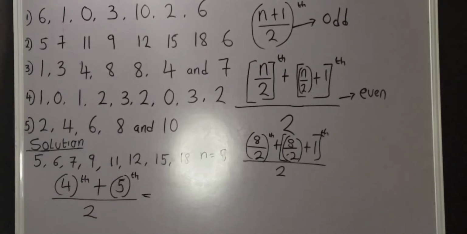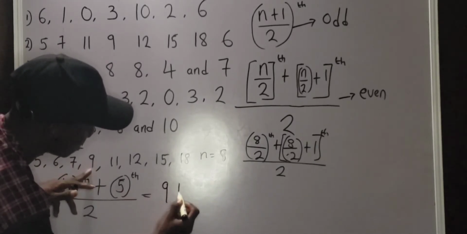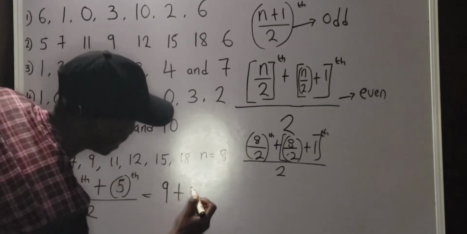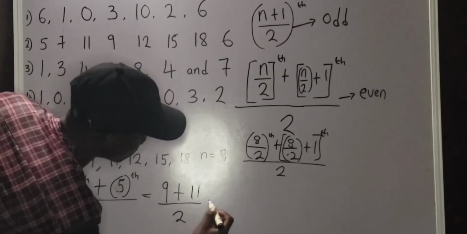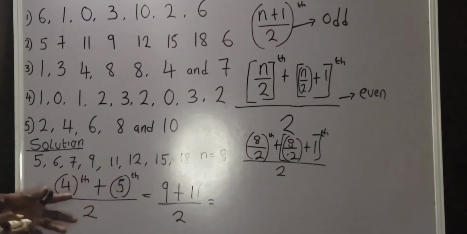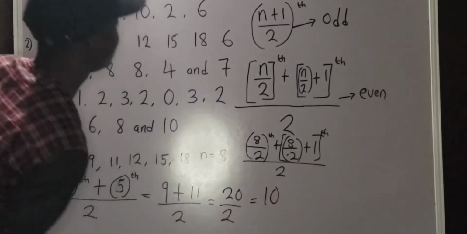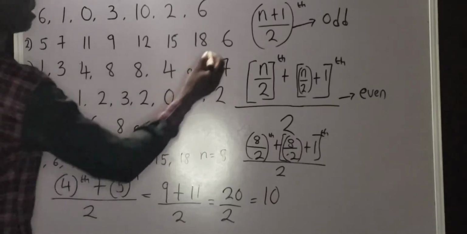You understand? Okay, so I have gotten to this place. The next step is that I'm going to go to the data set that I've already arranged in ascending order, which is this data set. I'm going to look for the fourth term. This is the first term, second term, third term, and the fourth term, which is 9, plus the fifth term, which is 11. So I'm going to add 11, all divided by 2. So 9 plus 11 is 20, and 20 divided by 2 is equal to 10. So the median of this data set is 10.